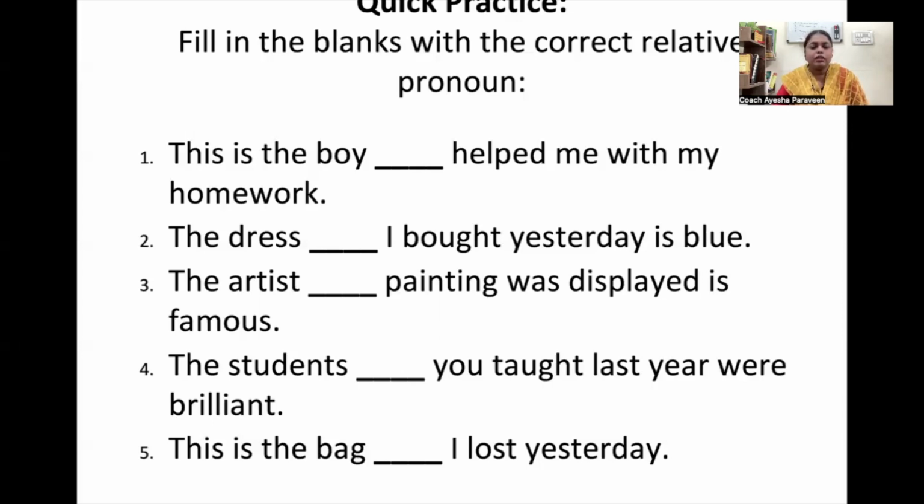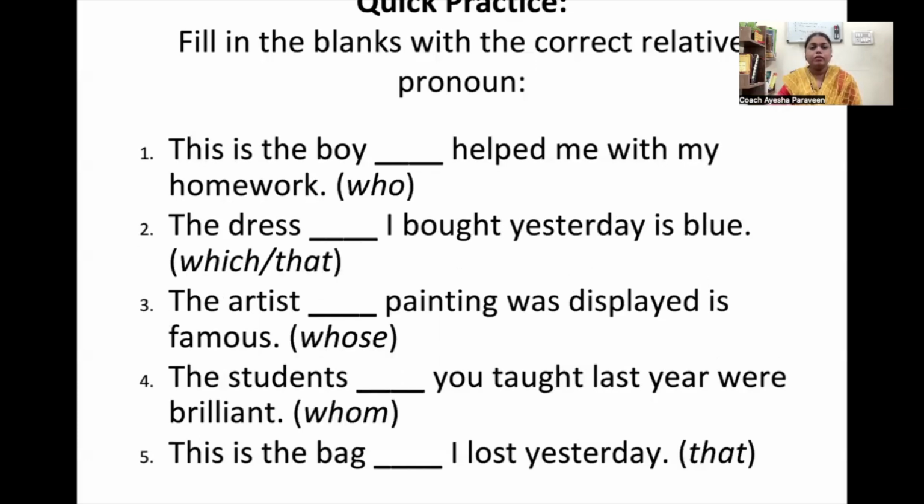The students dash you taught last year were brilliant. This is the bag dash I lost yesterday. So check whether the sentence is about possession, or the sentence is about people, or the sentence is about a thing. Okay, now the answer is, check your answer, what you have written.